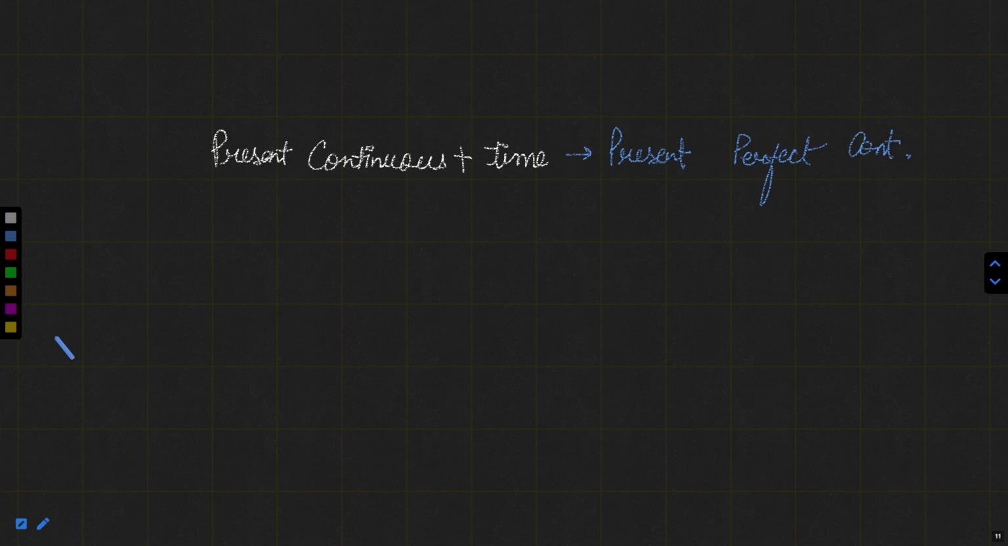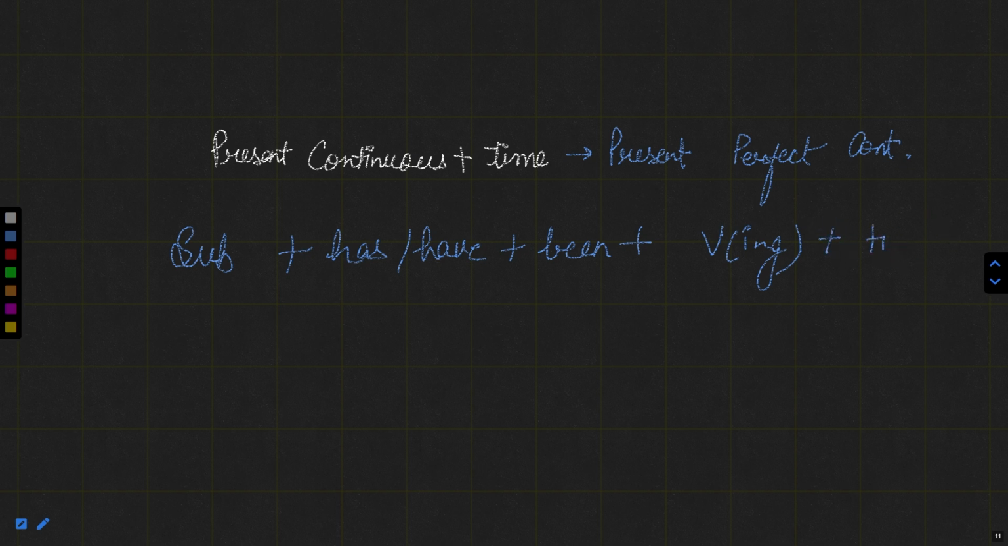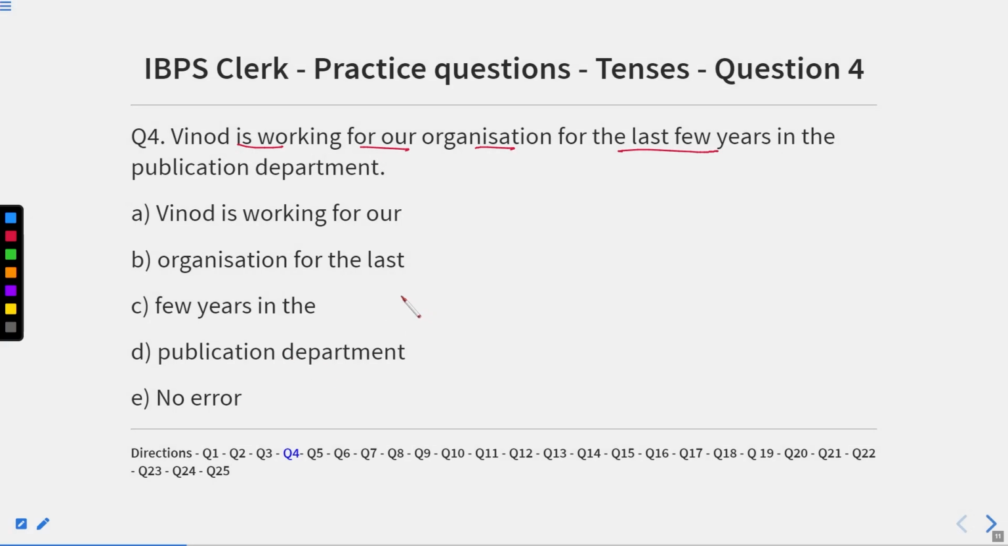Therefore, the rule here should be subject plus has or have, then the word been, after that verb with ing, that is the fourth form of the verb, and then the time duration like since or for, and after that the time. So this will be the actual pattern of the sentence. This is how we should write the sentence in the structure.